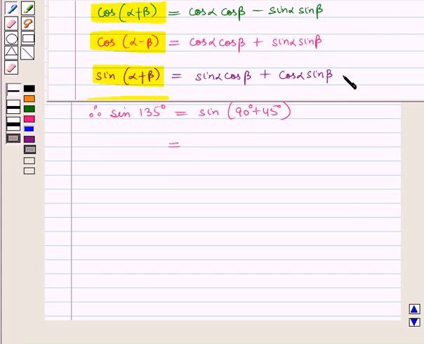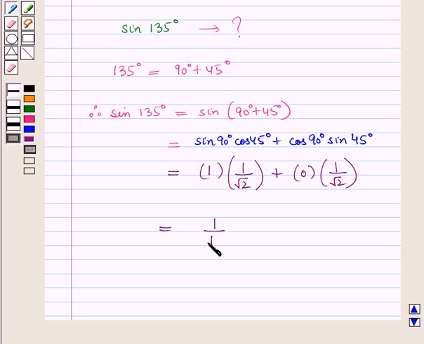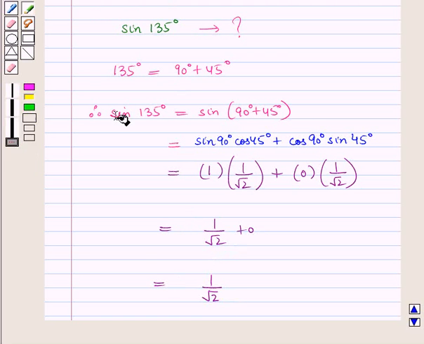So using this formula, this will be equal to sine of 90 degrees cos of 45 degrees plus cos of 90 degrees sine of 45 degrees. Now from the table of values, sine 90 degrees is 1 into cos 45 degrees is 1 upon root 2 plus cos 90 degrees is 0 and sine 45 degrees is 1 upon root 2. So this is equal to 1 upon root 2 plus 0, which is equal to 1 upon root 2. So sine 135 degrees is equal to 1 upon root 2.